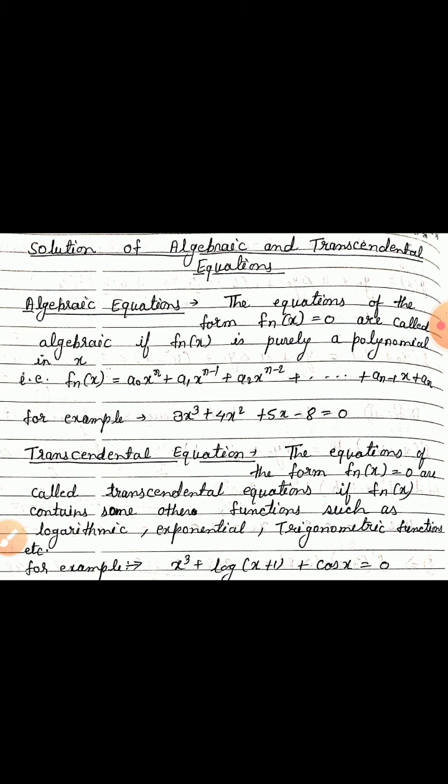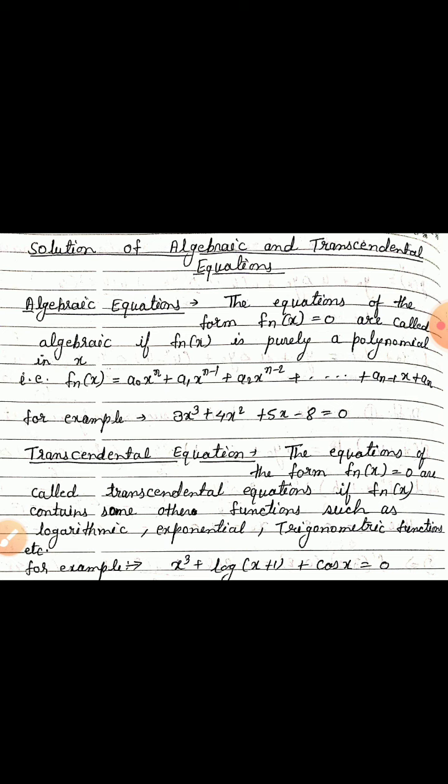So let us define first algebraic equations. The equation of the form f(x) equal to 0 is called algebraic if f(x) is purely a polynomial in x. That is, f(x) is equal to a0 x^n plus a1 x^(n-1) plus a2 x^(n-2) plus ... plus a(n-1) x plus an. An example, a simple polynomial equation in x: 3x^3 plus 4x^2 plus 5x minus 8 equal to 0.